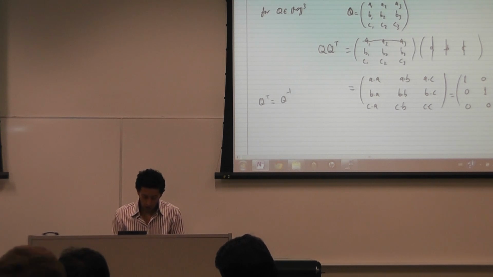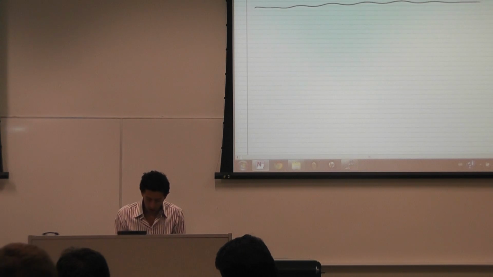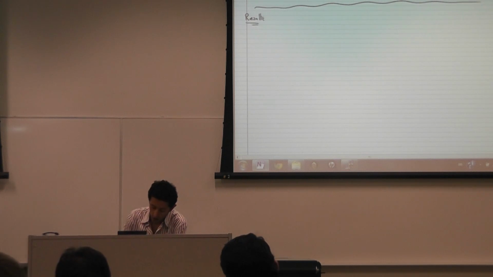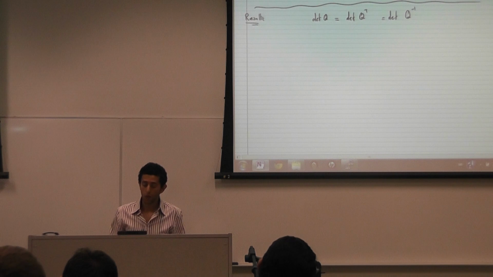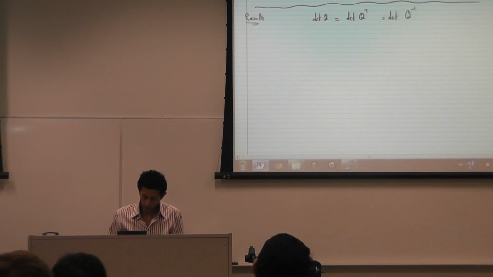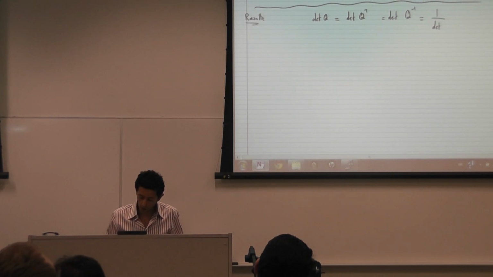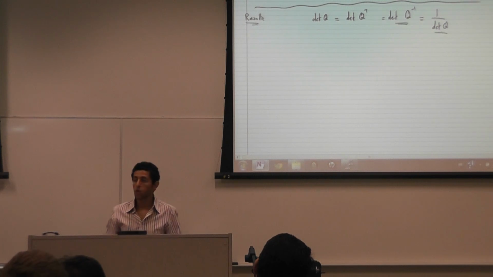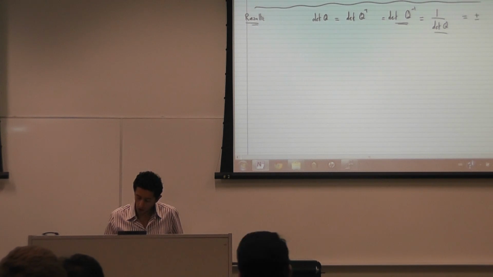Now there are a few results for this that are important. The determinant of Q is equal to the determinant of Q transpose, which is equal to the determinant of Q inverse, which is also equal to 1 over the determinant of Q. Because we said the determinant of Q inverse is equal to 1 over the determinant of Q. Which means that all this is equal to either positive 1 or negative 1.